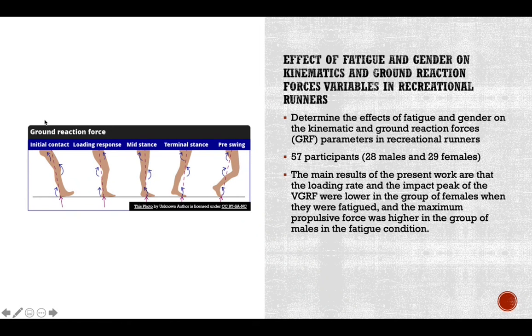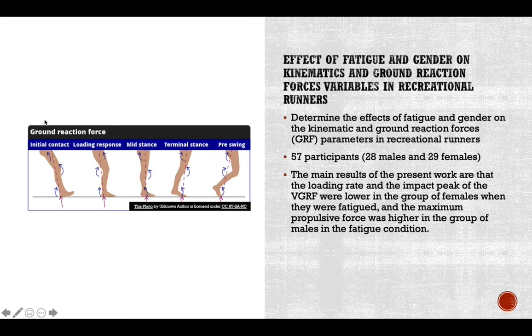The first study is to determine the effects of fatigue and gender on the kinematic and ground reaction force parameters in recreational runners. 57 participants volunteered for this study, 28 males and 29 females. They were asked to run at a speed of 3.3 miles per hour before and after fatigue test protocols. The running speed was monitored by 2 sets of photo cells positioned on each side.